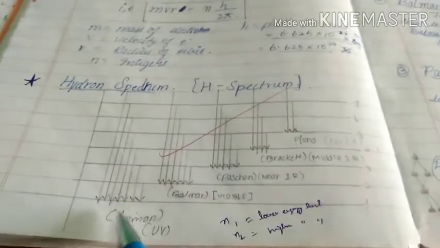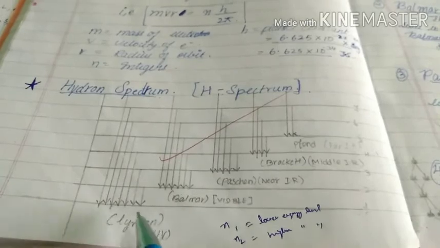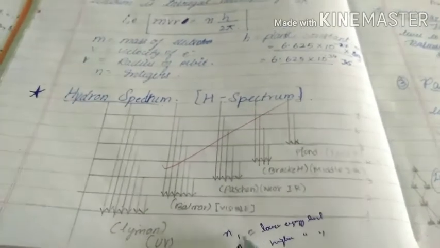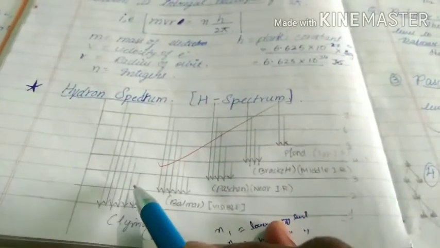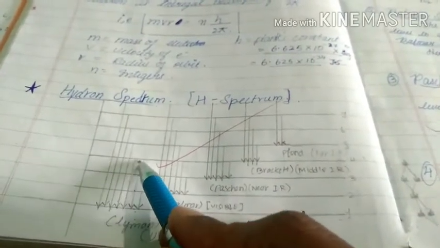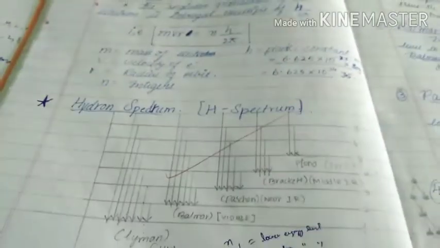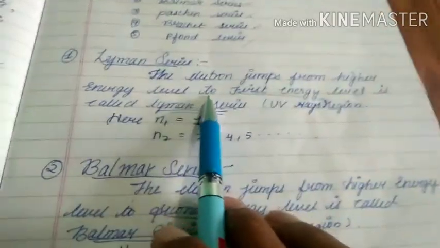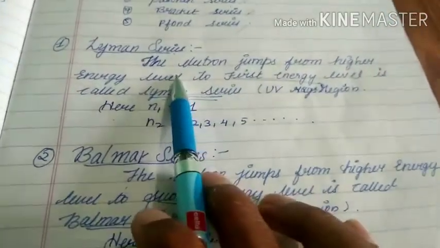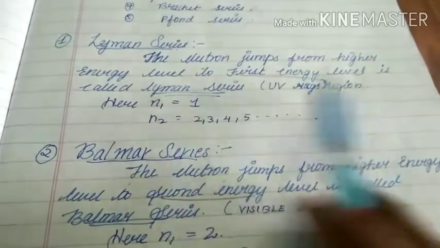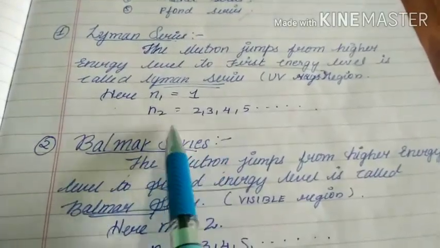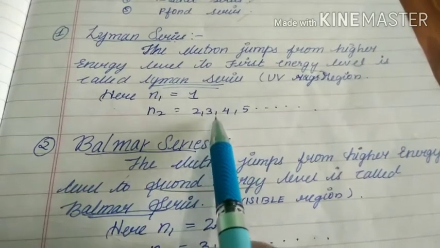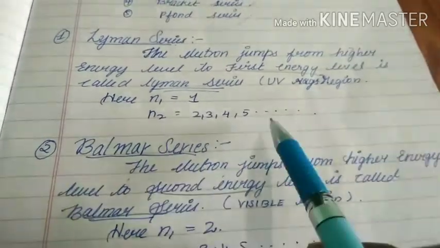In the Lyman series, N1 is always 1 because that will be the lower level. But N2 may be 2, 3, 4, 5, 6, 7. So in the case of the Lyman series, the definition is: the electron jumps from a higher energy level to the first energy level. Here the N1 value is 1 and the N2 value is 2 or 3, 4, 5, like that.